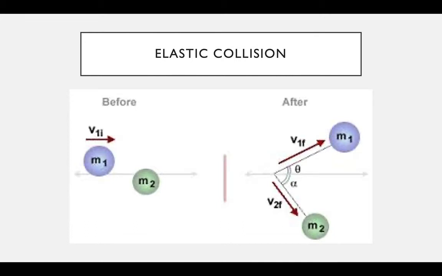As you can see in this photo, M1 and M2 collide at different velocities, and they end up, after the collision, splitting into different velocities and different angles. And the purpose of my project was to implement something very similar to this.